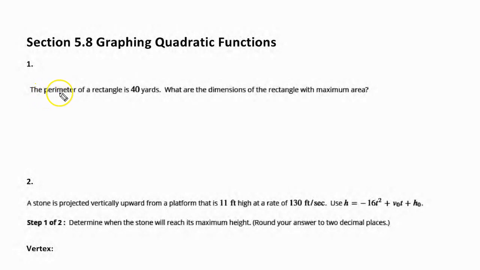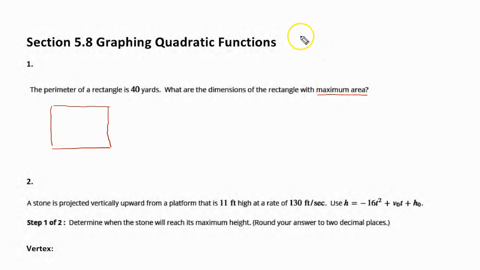It says the perimeter of a rectangle is 40 yards. So let's make a little picture here. And we're doing the outside edge, which is the perimeter. What are the dimensions of the rectangle with maximum area?